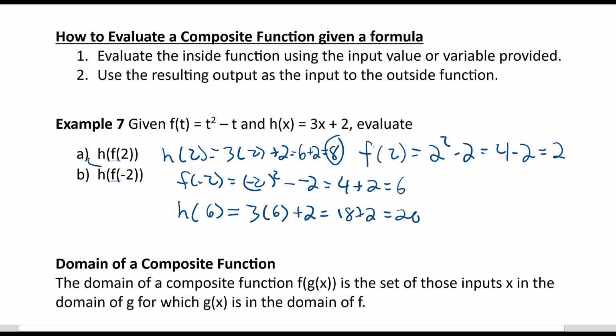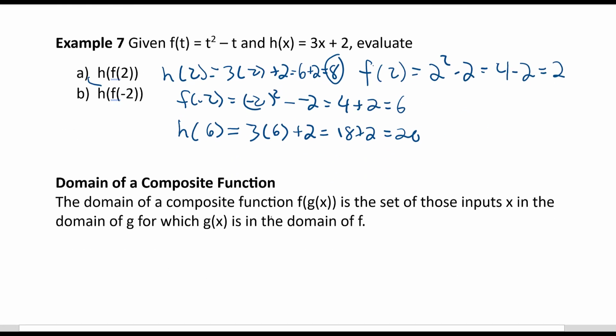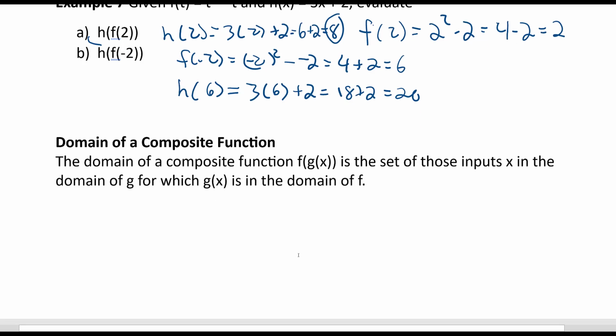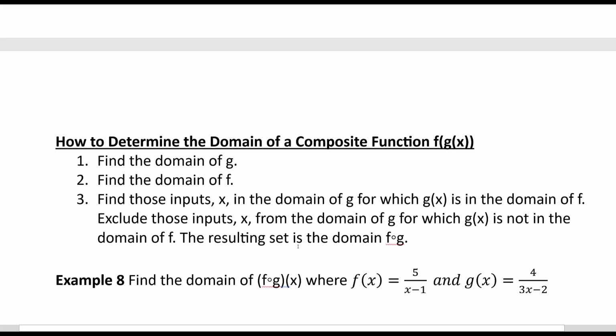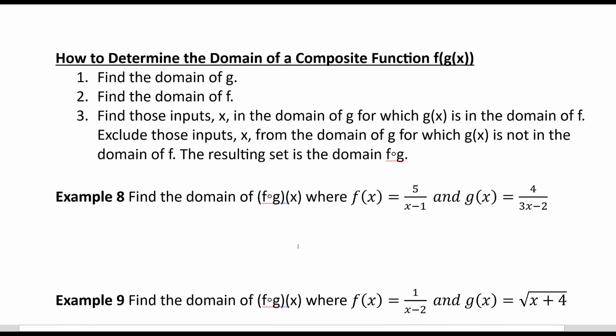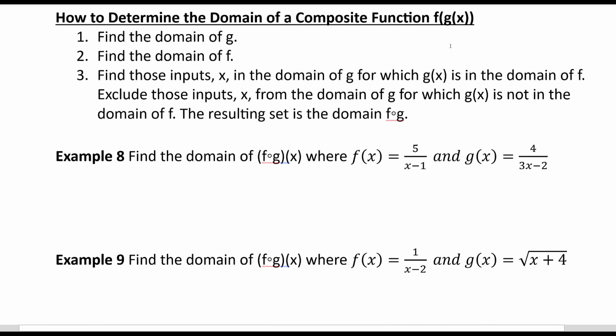Now the domain of a composite function, f of g of x, is the set of values whose inputs x are in the domain of g, and for which outputs g of x are in the domain of f. So we're looking at what's allowed, in case you have a function that has a radical with a variable under the radical, or a fraction. How to determine the domain of a composite function f of g of x, where g is the inside function?